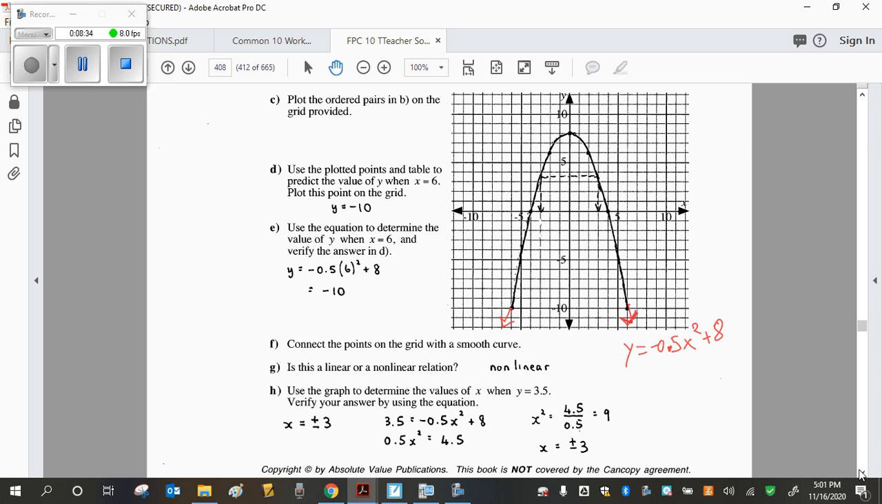And sometimes it says use the equation, so it's just like doing a table of values. And sometimes it says use the graph. Ay, ay, ay. Use the graph. That's my dad's line. Ay, ay, ay.